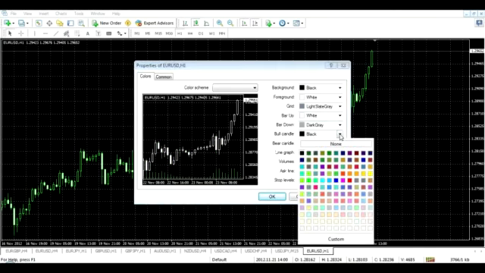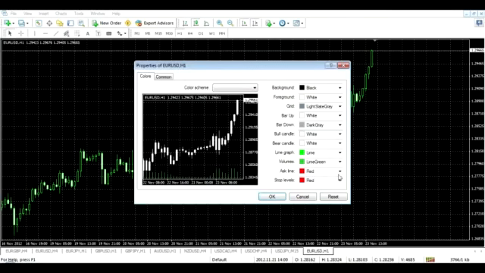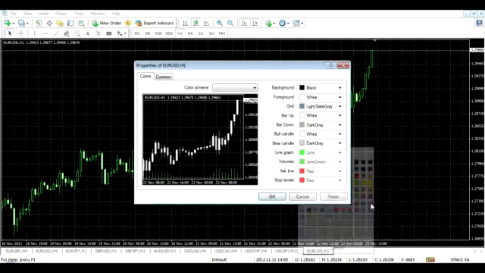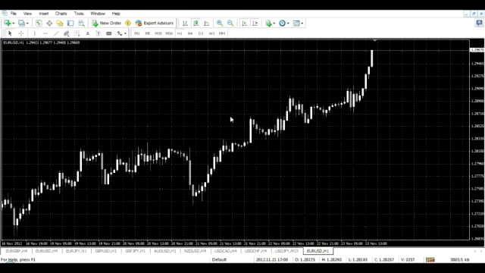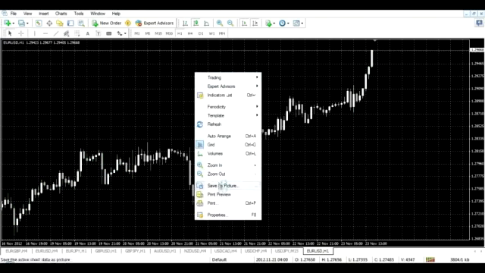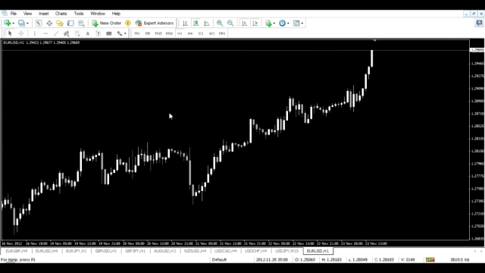Bull candle, white, that's the fill. And you can see in this window here, as I make the changes, it is presented in this little candle. Bear candle, I make gray. Line graph, volumes, ask line, stop levels, I can leave them as they are. Hit OK. Right click. Grid, I can turn the grid off just by clicking this. So this becomes my basic black chart.